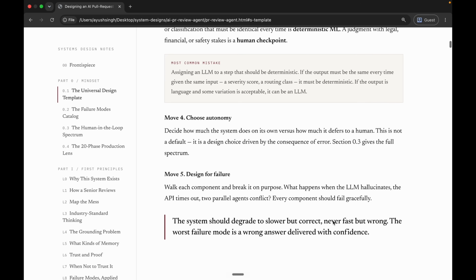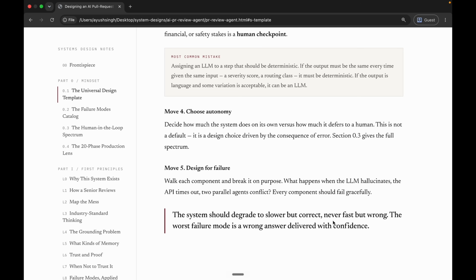Now, move number 4, I will think about what and how much of this system will do on its own versus how much it will defer to a human. For example, and I always tell this to people, this is not a default in general. You cannot say fully automated system. You need to be able to think about that. What if something goes wrong? What is the consequence of your error?